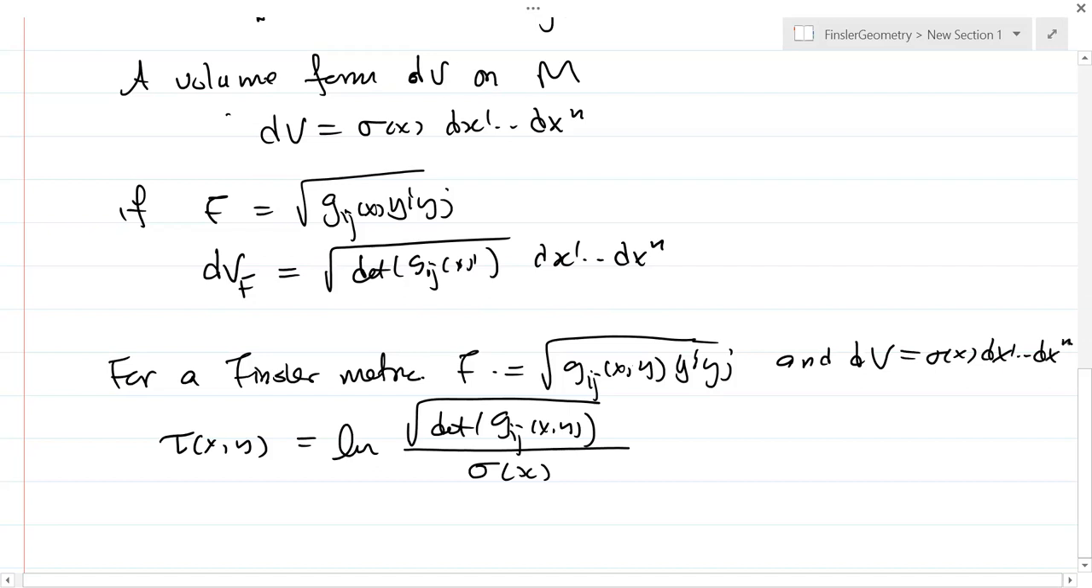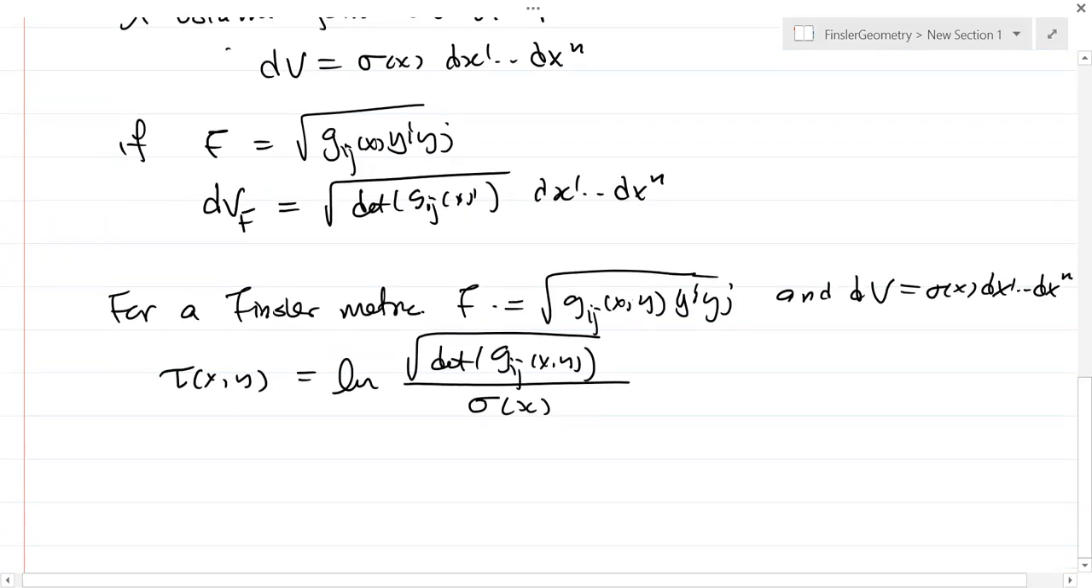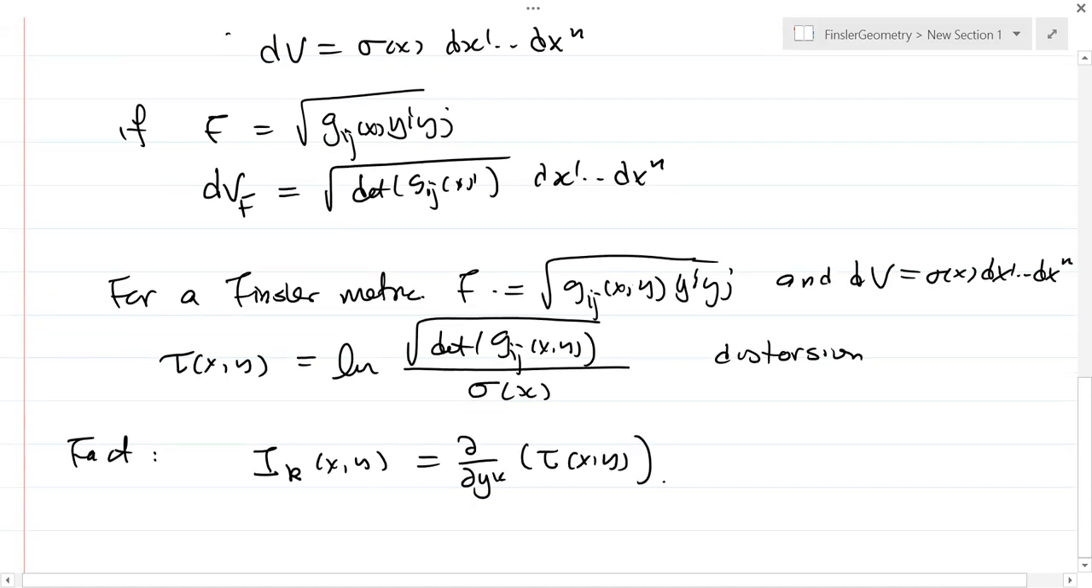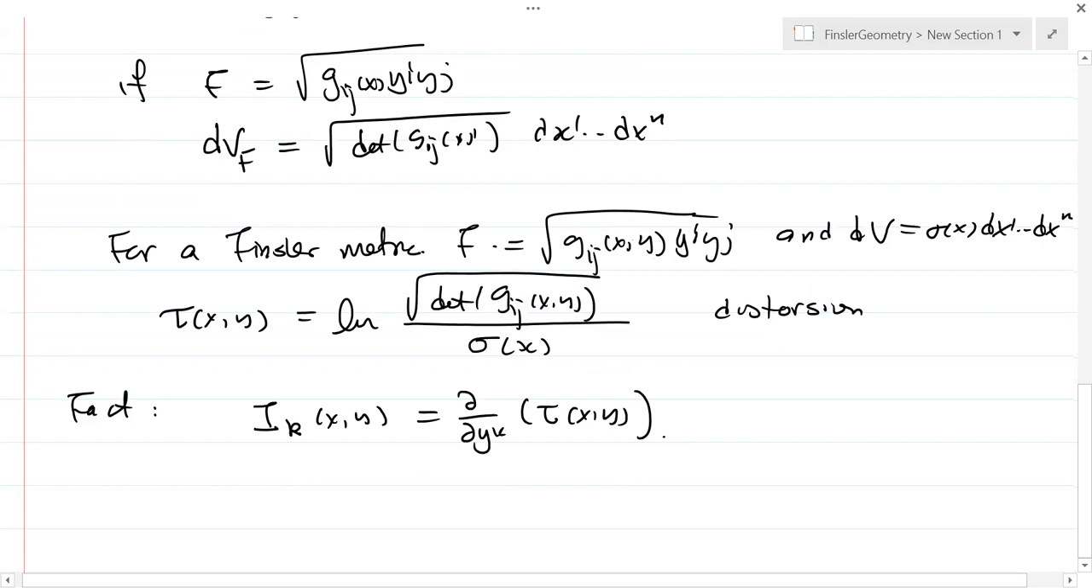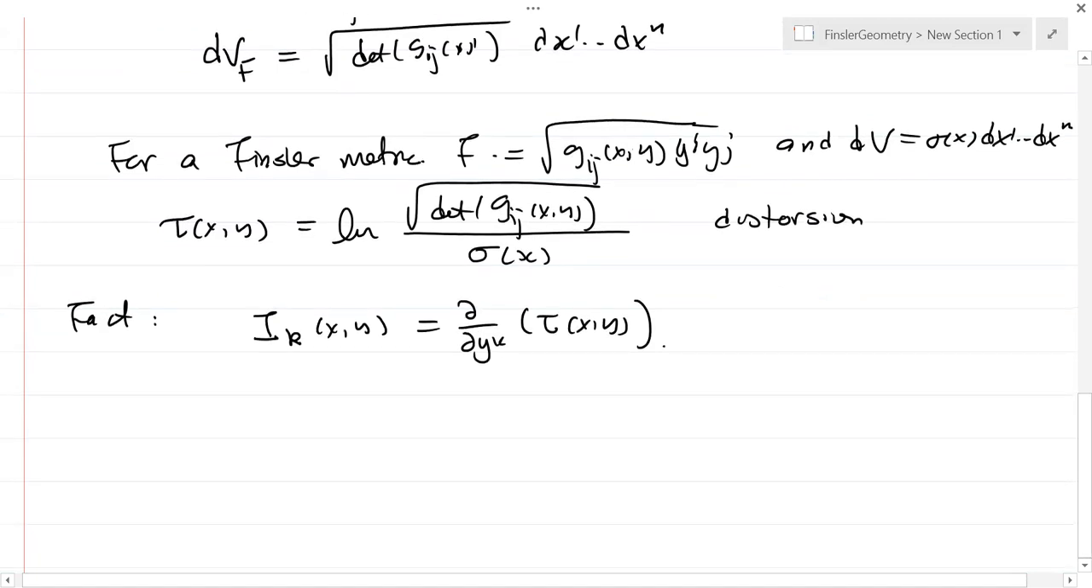So for those two structures, you can calculate this ratio. This will be independent of the choice of particular coordinates, and this is called the distortion. A simple fact you can show is that the mean Gaussian torsion is the partial derivative. If the mean Gaussian torsion is zero, then the distortion will be constant, independent of the point. That's a quick fact we needed, that's why I have to mention this.